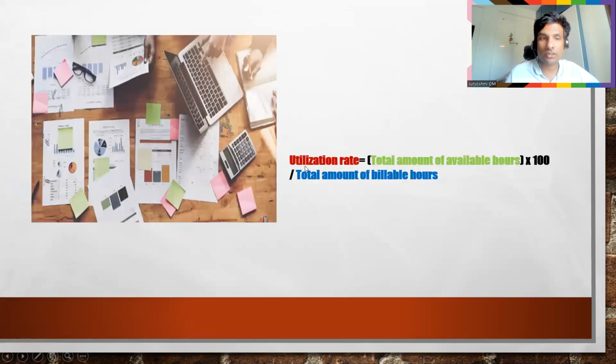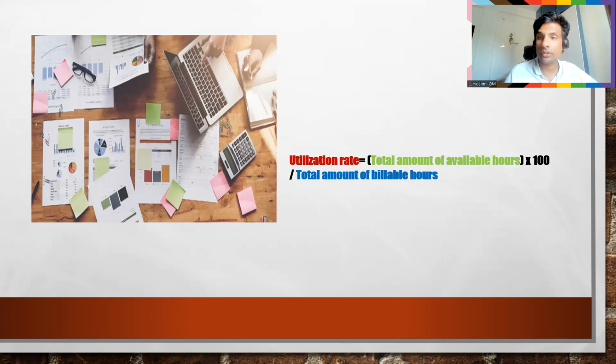This is the formula for utilization. Let's come into this. You are working in a support project, and the client requires your presence 8 hours. So in a week, 5 days you are working, and 8 hours is supposed to work, 5 into 8, that means 40 hours. That means you are fully utilized, 100%.